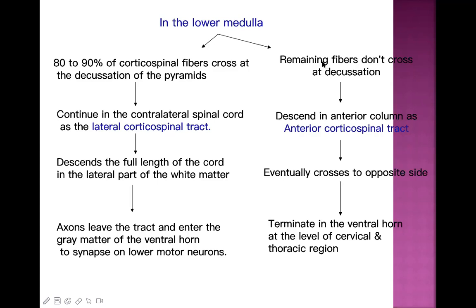Now, what happens to the remaining 10% of the fibers? They don't cross at the decussation of the pyramid. They descend in the anterior column as the anterior corticospinal tract as such. Remember, they don't cross at this stage, but they eventually cross to the opposite side very near the anterior horn cells. They only supply the cervical and upper thoracic area.